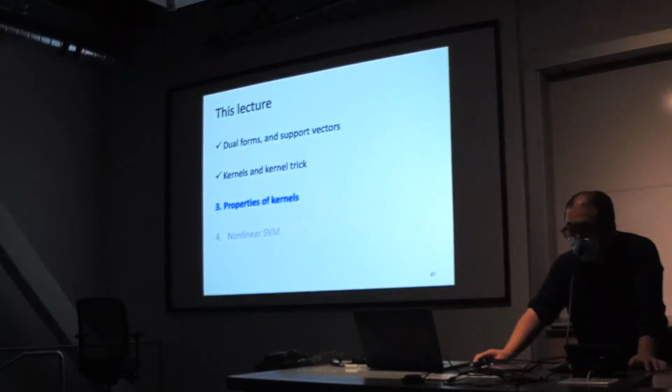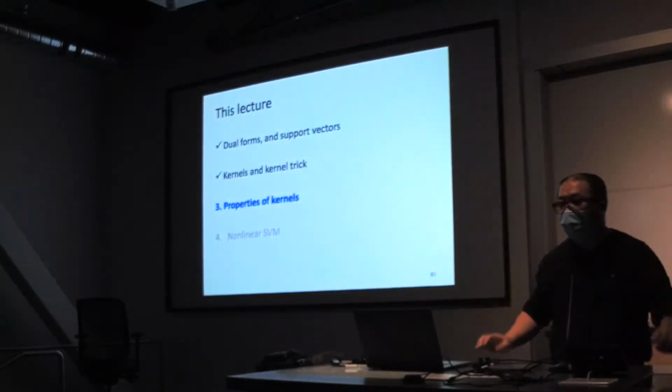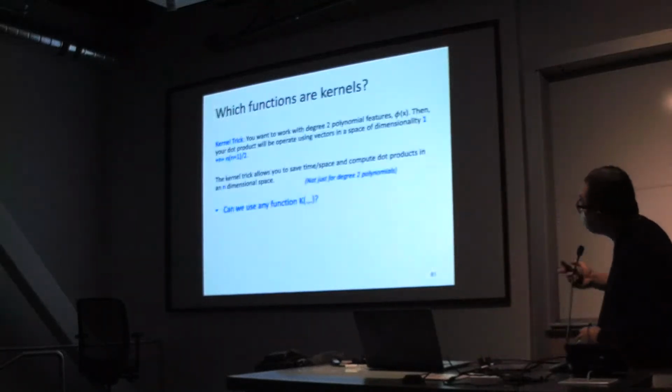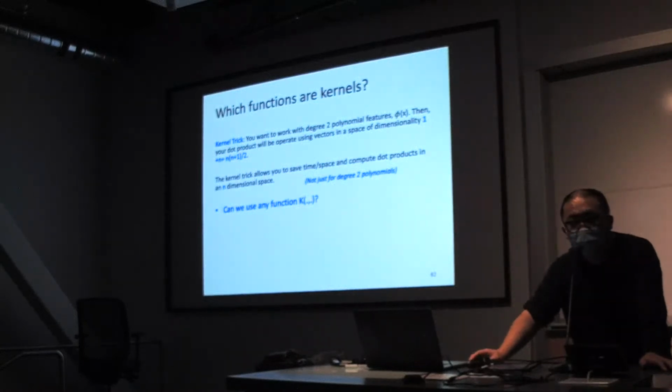Now we're going to talk about the properties of kernels. For a kernel function, we view it as an inner product between two mapped feature vectors. A natural question is, can any function of two arguments be a valid kernel function? And the answer is no. A kernel function is just a type of function with two arguments, but not all two-argument functions are valid kernel functions.